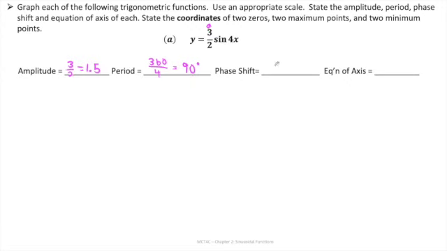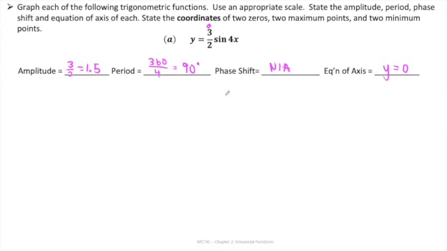We have no phase shift, so you can just put not applicable because we don't have anything in brackets there. We don't have a d value. And then our equation of our axes, remember, we don't have a c value either, but we don't put not applicable for that. We have to put y equals 0. It still stays the same, so the middle of our graph is going to be at 0, okay?